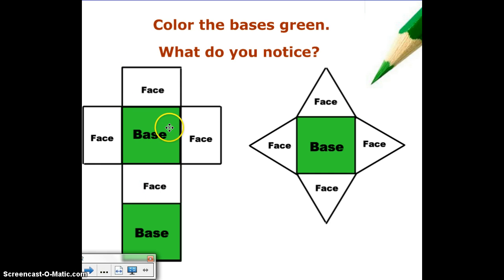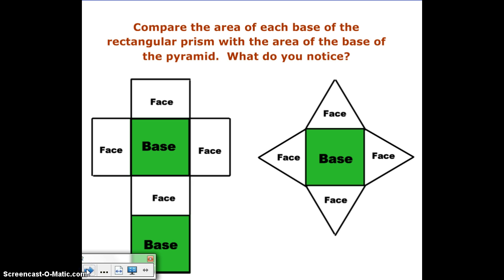On our prism, we can see we have two bases that are parallel to each other, and on our pyramid, we only have one base. So on any prism, we have two parallel bases, and on a pyramid, we have just one base. As we look at our two shapes, the bases of the prism are both the same, and the base of the pyramid is the same as the base of the prism.